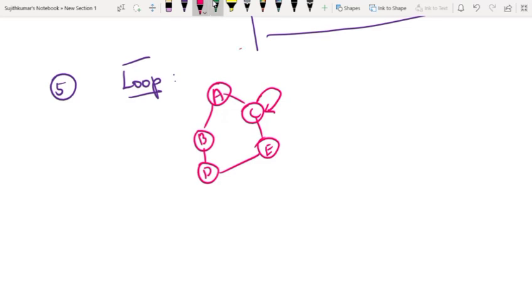So what is a loop? Please follow me here, this is something crucial. Let's consider this edge. Let us name it the first edge. What is the starting point of this edge? That is A. Let me have a directed graph so it will not confuse you.